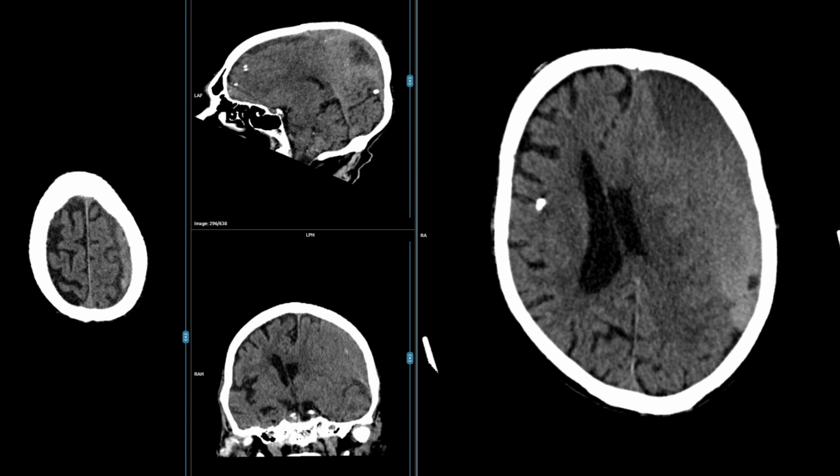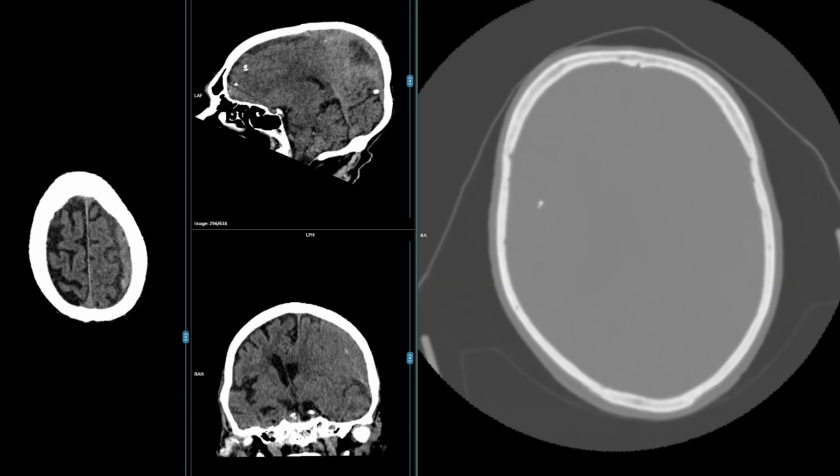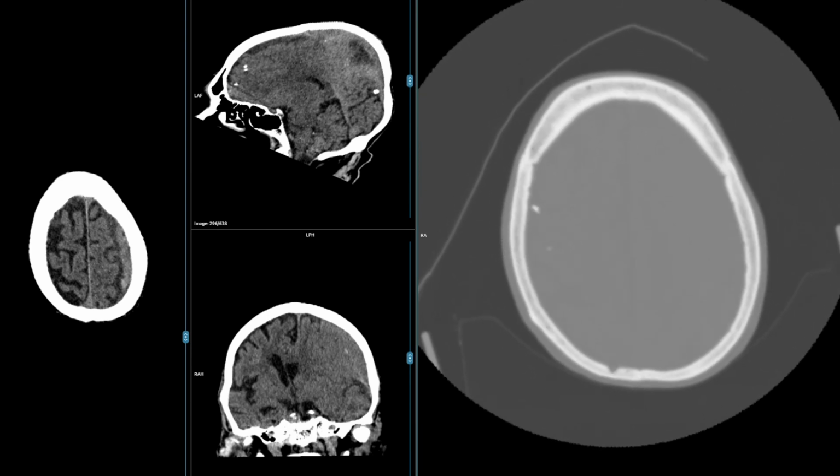From a radiology point of view, it would also be important to look for other areas of hemorrhage and also to assess the bones, for example on these settings here, to look for any fractures, and also important to look at the soft tissues to assess for any scalp or subgaleal hematoma.